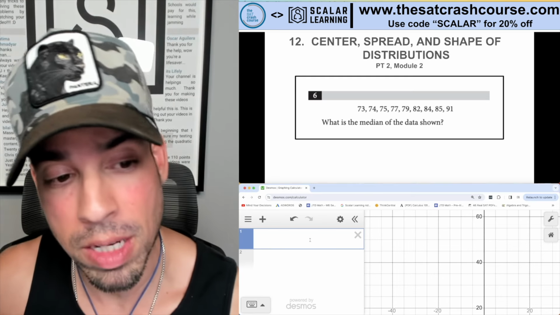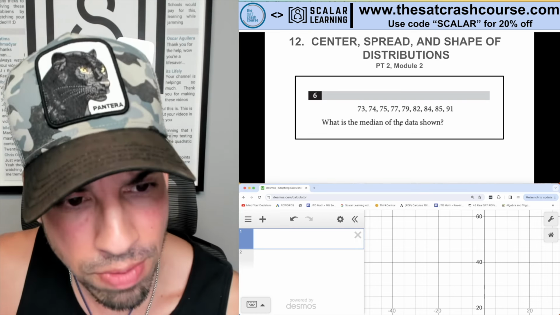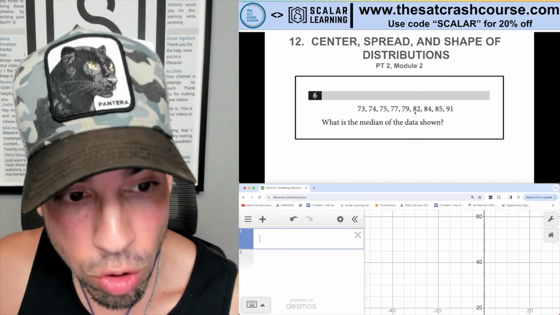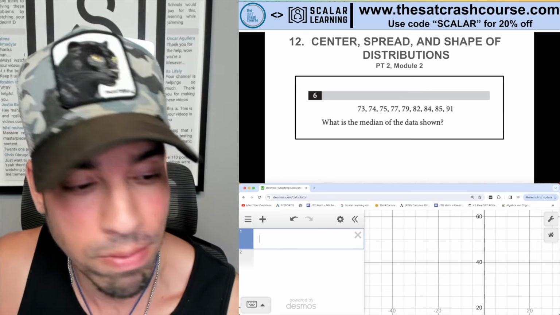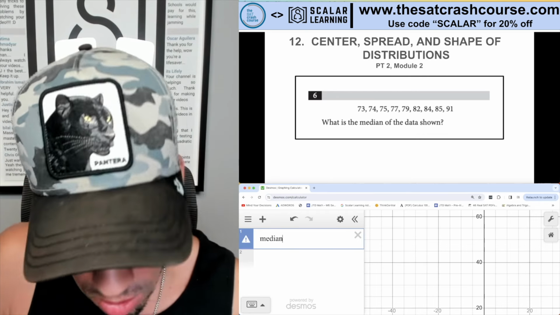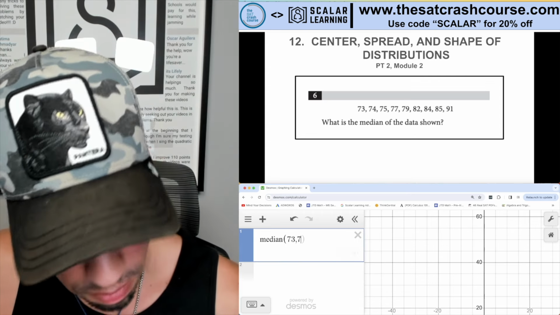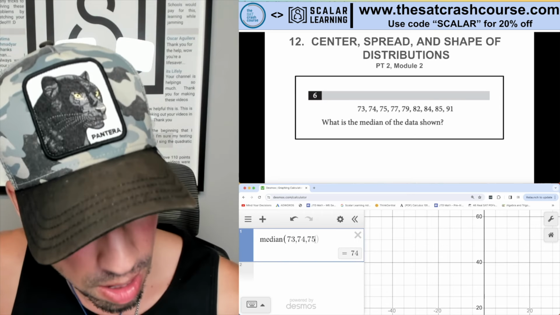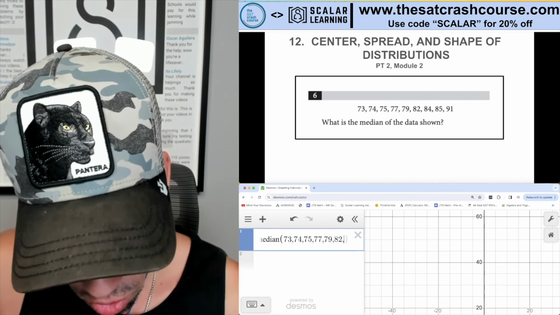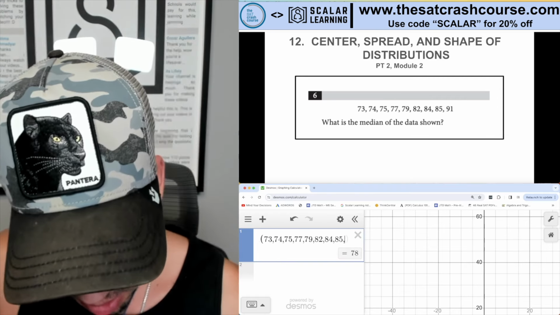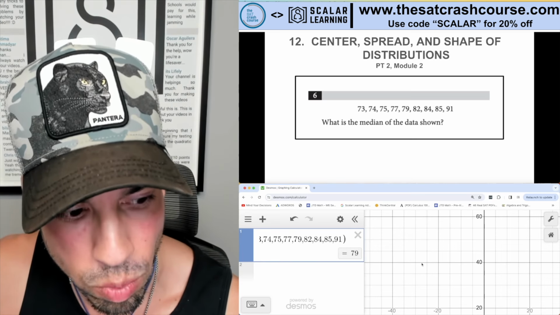Now, this one is asking about the median of the data shown. Now, you might know, hey, median, you organize from least to greatest, which this is organized from least to greatest, and you find the middle value. And that's fine, but you might forget it, okay? And if you do forget it, there's an amazing function that we can employ. It is literally median. You type in the word median, and you lay out the values, right? 73, 74, 75, 77, 79. The order doesn't even matter, by the way. You can put them in out of order. 82, 84, 85, and 91. Just make sure you don't have a typo. But then again, that verifies what we predicted. 79 is the winner. Done.